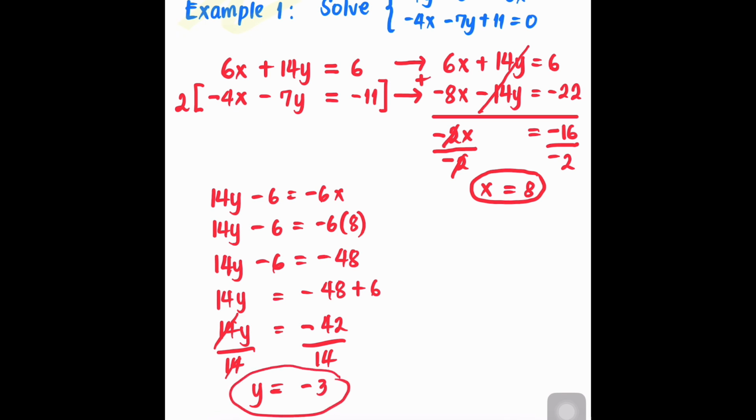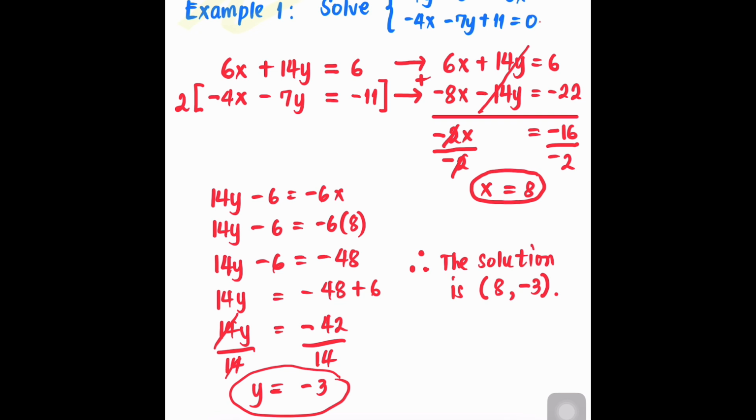Now we already got our values. So from here, we can say that the solution to the given system is at (8, negative 3). So how are we going to interpret the solution here? So the solution, based on the definition of it, is that it is a point where the two lines will meet. So you have two ways to check.